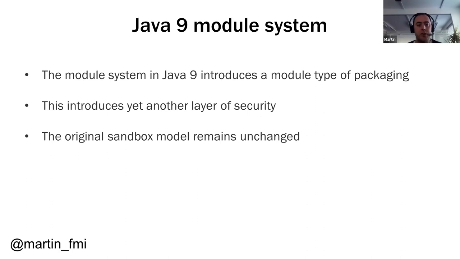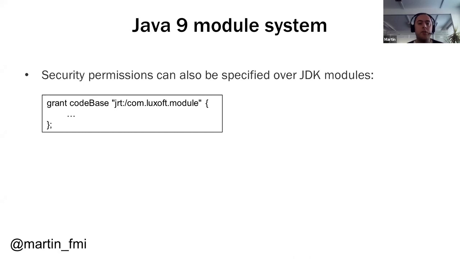However, with the introduction of this additional type of packaging, there is in fact no significant change to the original security sandbox model. One thing that has changed is the introduction of a new way to specify security permissions for Java runtime modules. You can use the special JRT protocol prefix in your security policy file, for example, and specify a runtime module that you've installed in your JDK. Inside that block, you can specify permissions in the regular manner that you can do over jar files or Java class files. That's the major point here. The security sandbox model remains unchanged, but now you can specify permissions for the runtime modules that you've installed in the JDK.